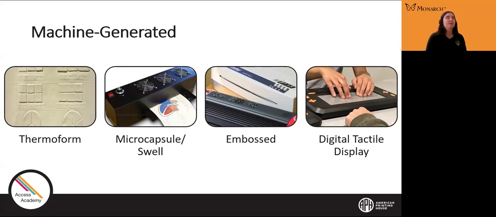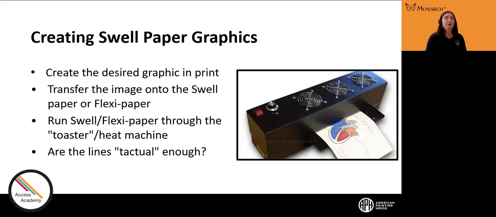So let's look a little bit at swell paper graphics. You would first create the desired graphic in print, and that's what we're really going to talk about, is that digital file. You would transfer that image onto the swell paper, and that means printing it or photocopying it. And then you run it through the toaster or the heat machine, and the heat actually causes the ink to rise up. And then, of course, you proofread it and make sure those lines are tactual enough.